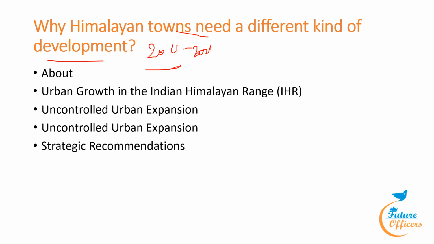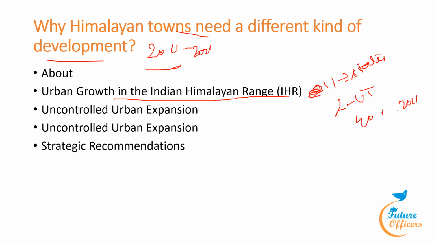With this, we have to know about urban growth in the Indian Himalayan range. The Indian Himalayan range, spanning 11 states and 2 union territories, experienced a decadal urban growth rate exceeding 40% from 2011 to 2021. The rapid expansion of towns and settlements highlights the need for a tailored approach to urbanization in the region.